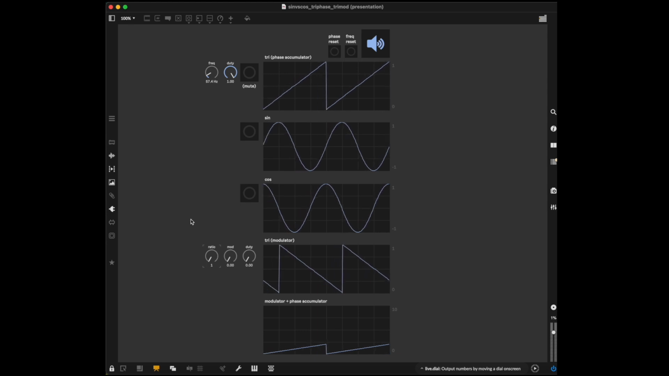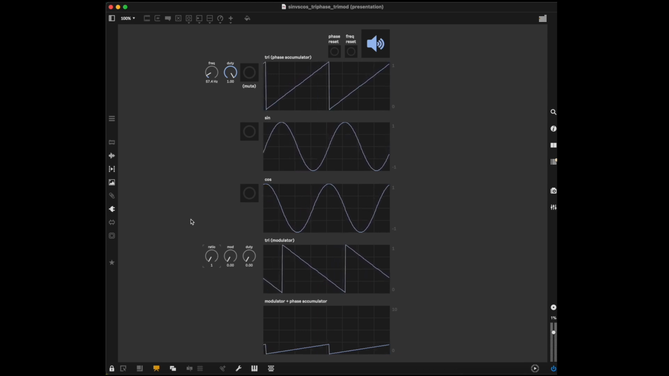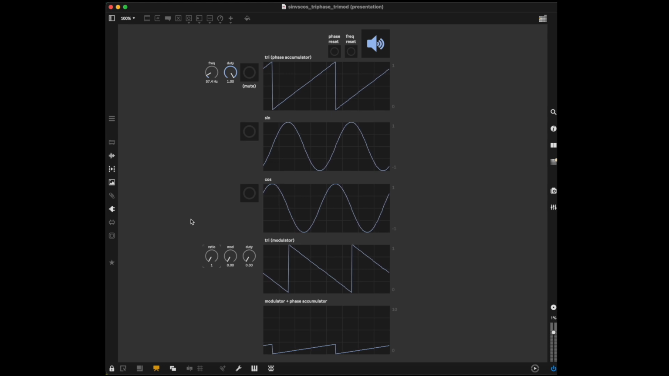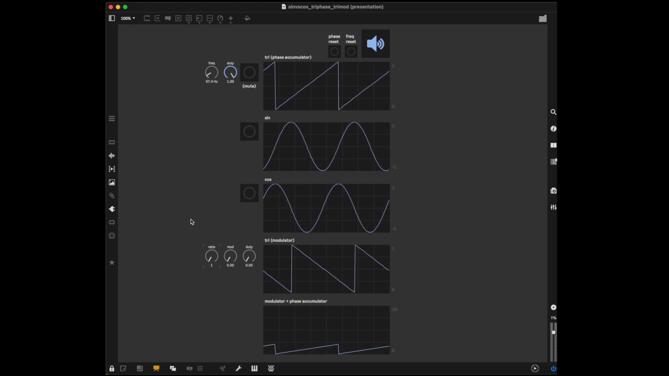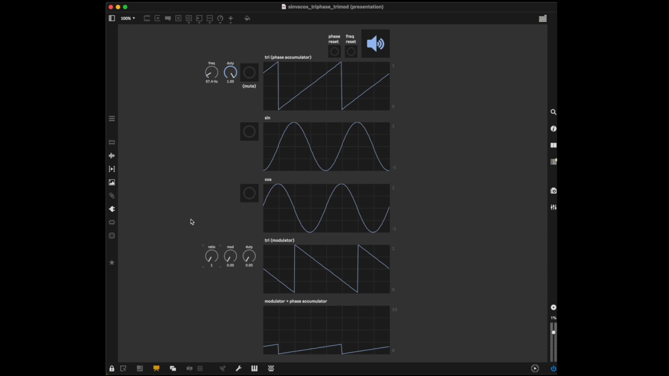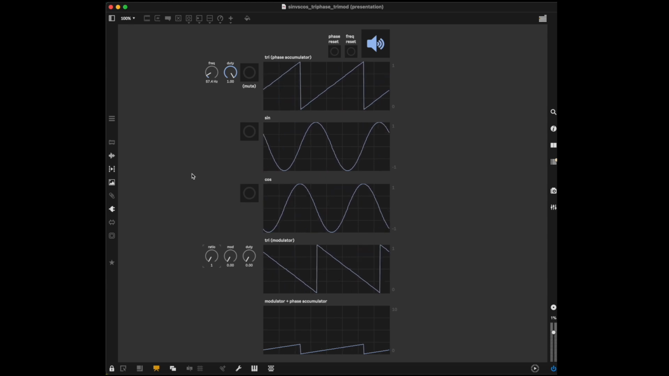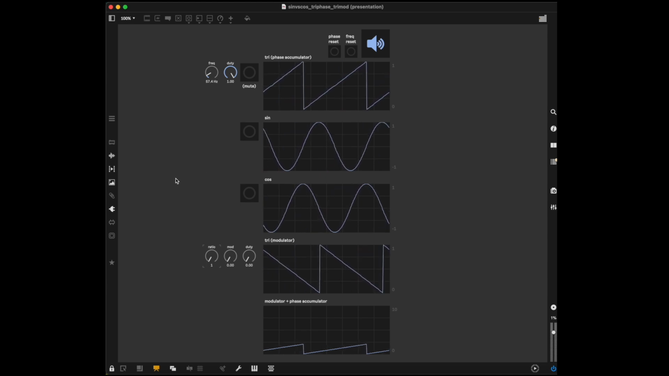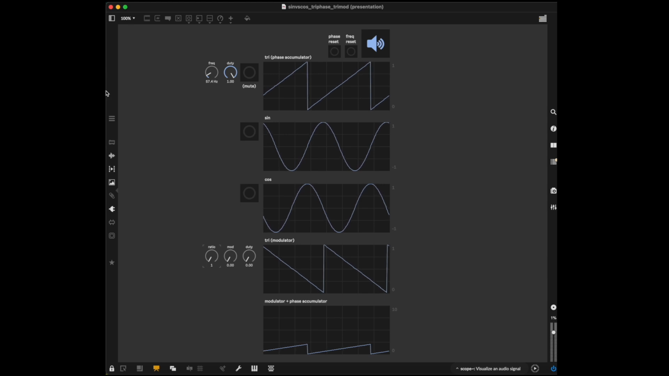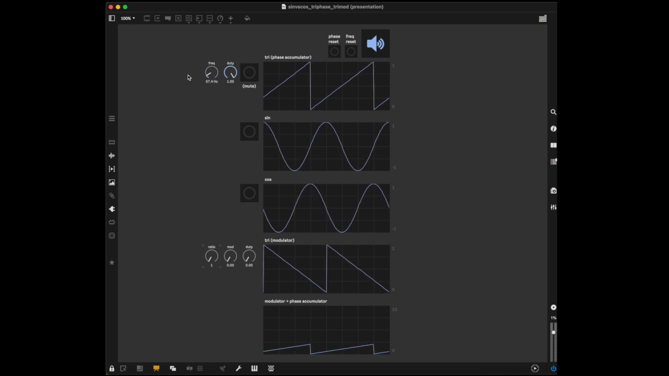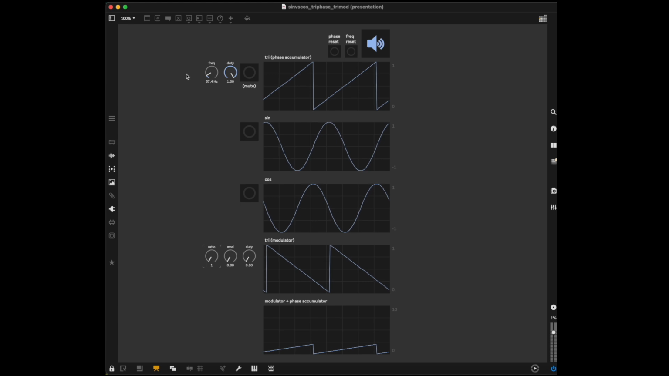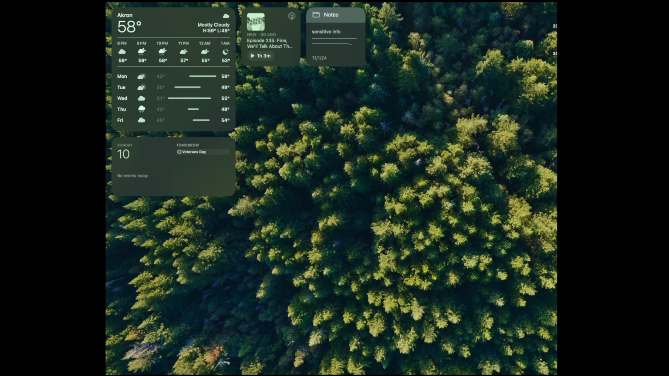For most intents and purposes, frequency modulation and phase modulation are similar enough that it doesn't really matter, especially if you're using sine waves or just curved waveforms with limited harmonics. I just think it's important to recognize the functional difference between the two. Oh, also something important about phase modulation that you can't do in the same way with frequency modulation is feedback. So I'm going to show you that next.